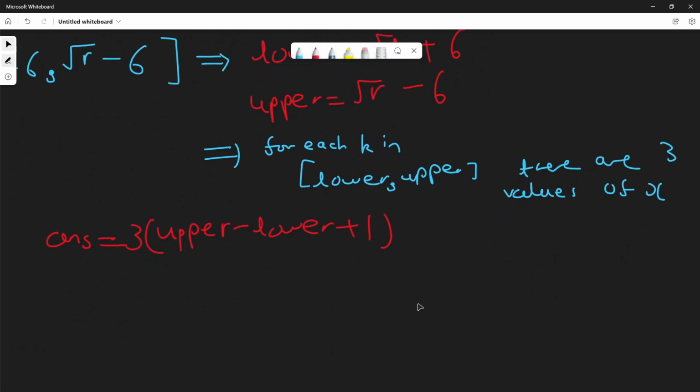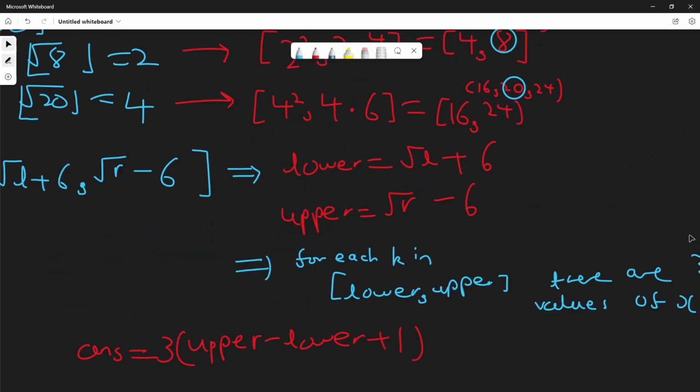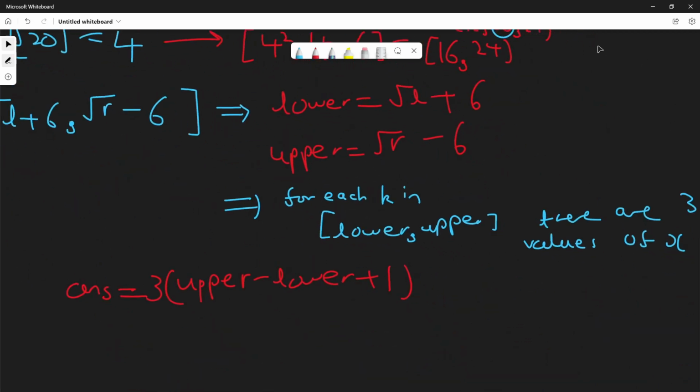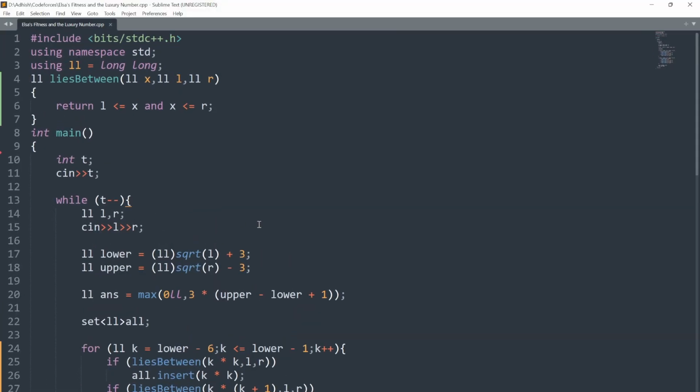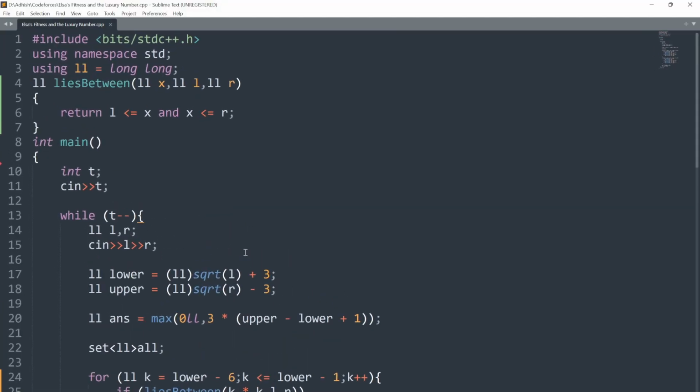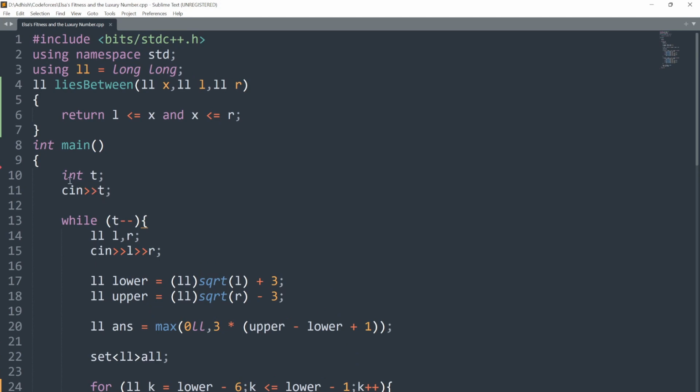So I'll just show you this part of the code, because the code is actually short, but there are many steps in the solution, so don't get demotivated. The code is actually quite neat. First, let's look at this part of the code. So we know that this part of the code basically has, for each test case, taking the value of L and R and taking in lower to be square root of L plus 6 and upper to be square root of R minus 6.